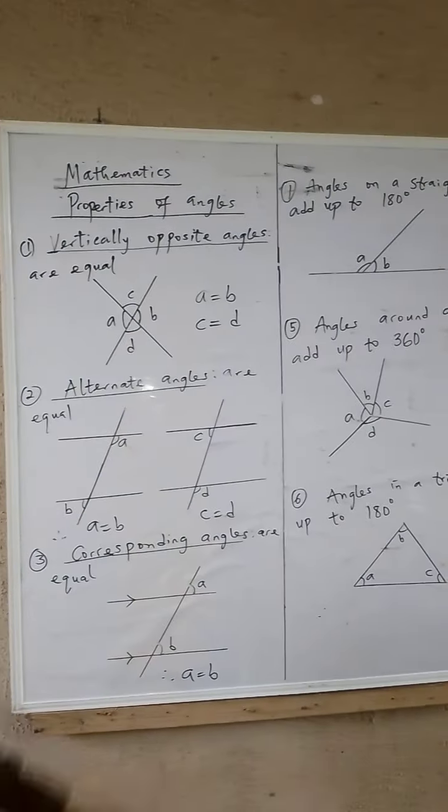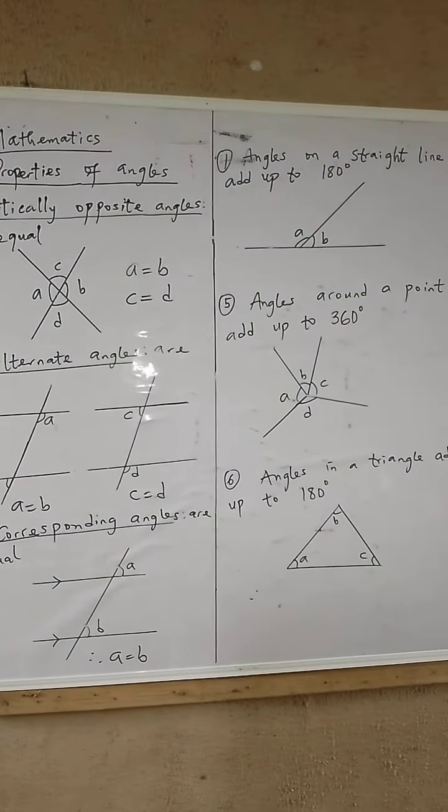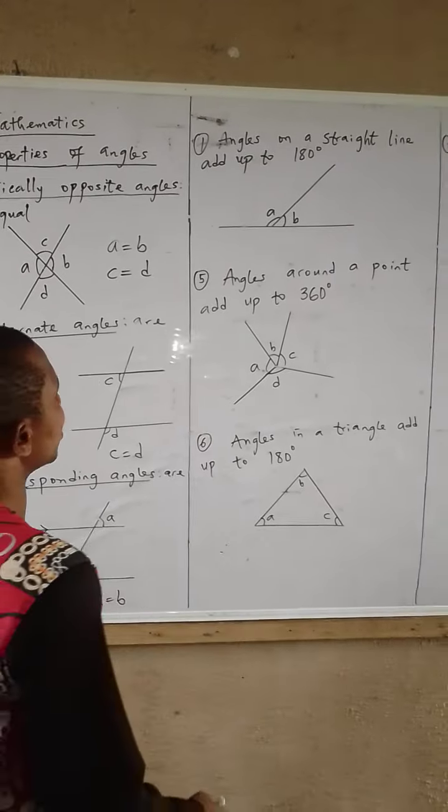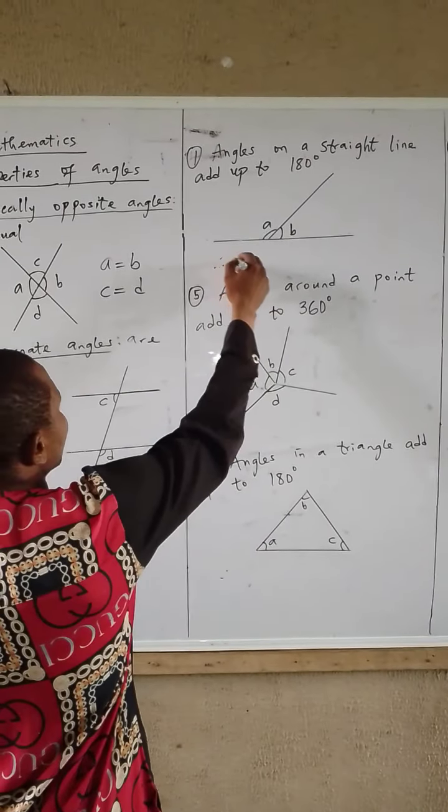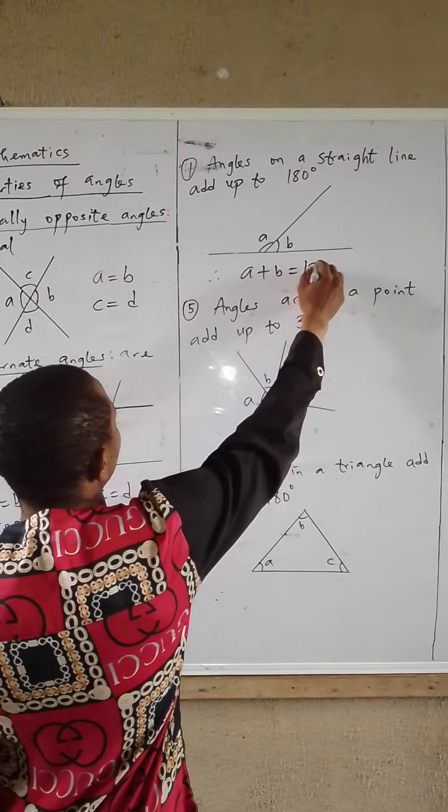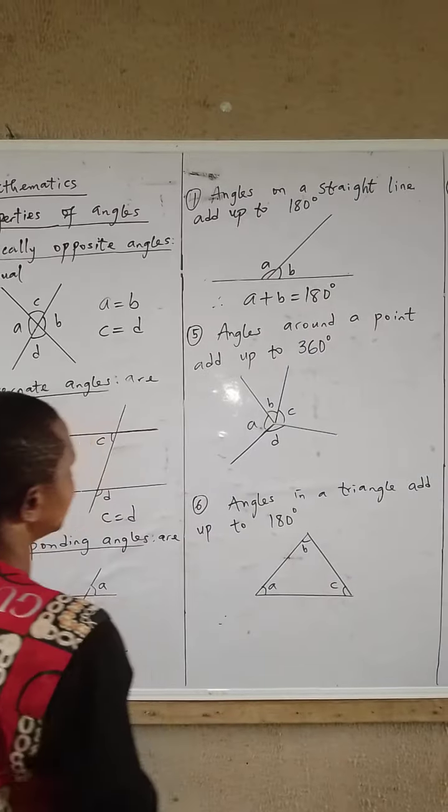Then the fourth one, angles on a straight line add up to 180. So therefore, we are going to have A plus B equal to 180 degrees.